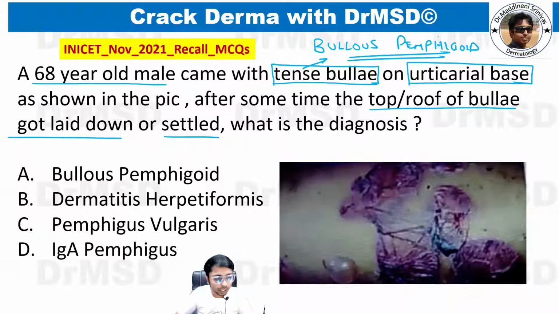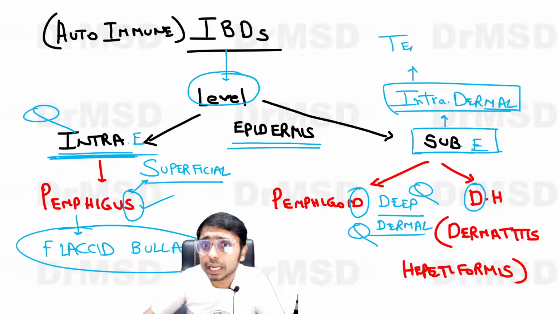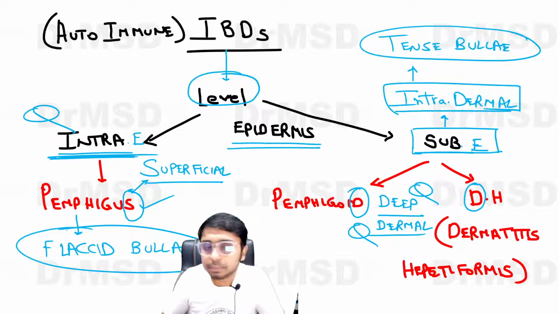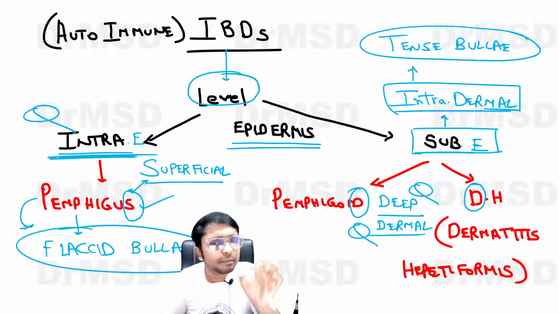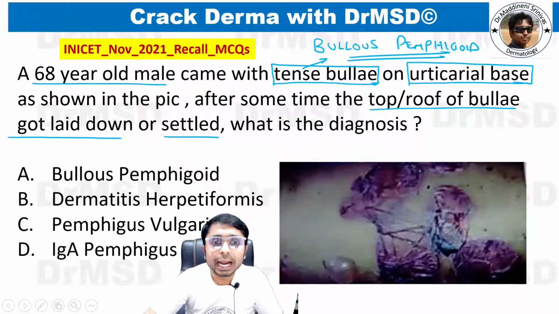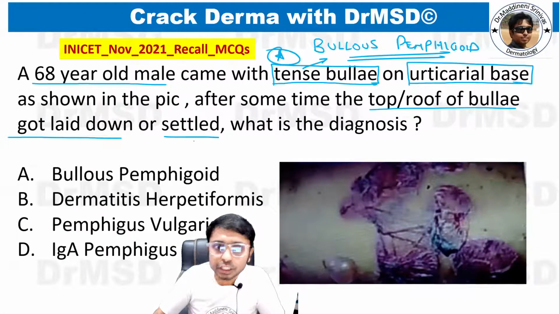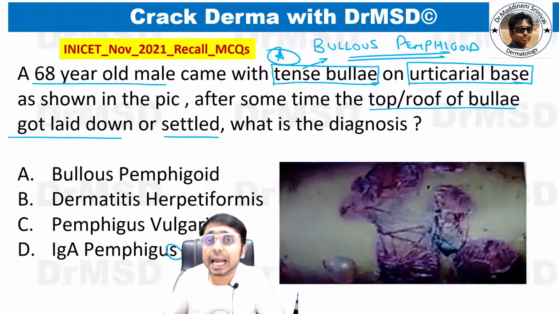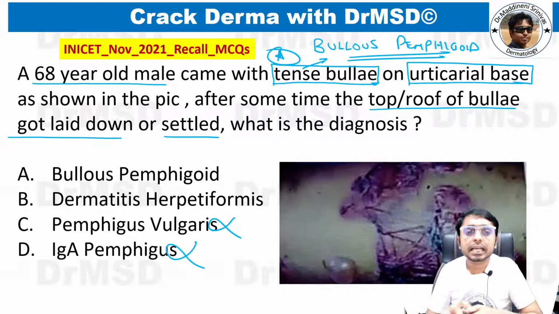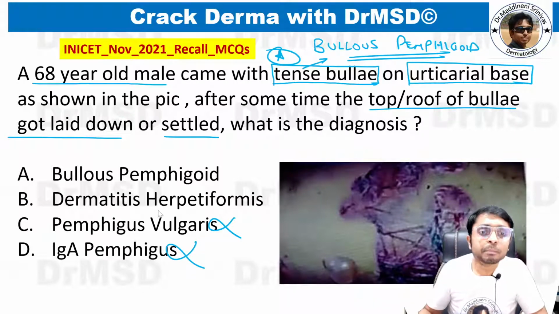Okay, so I will tell you briefly. That is the reason why here the bullae which will be formed will be very, very tense bullae. So if in the question flaccid bullae is mentioned, then you must think about some pemphigus group of disorder. Whereas if it is mentioned that it is tense bullae, then you should think of bullous pemphigoid. And if you see tense bullae mentioned in the question, you can rule out pemphigus vulgaris as well as IgA pemphigus. Why? Because IgA pemphigus is basically a type of pemphigus vulgaris.